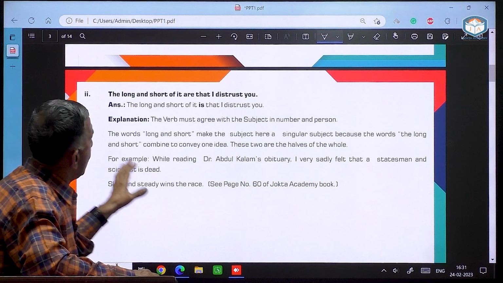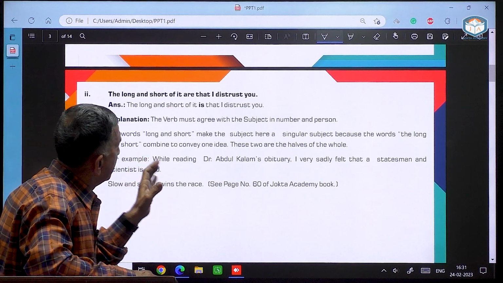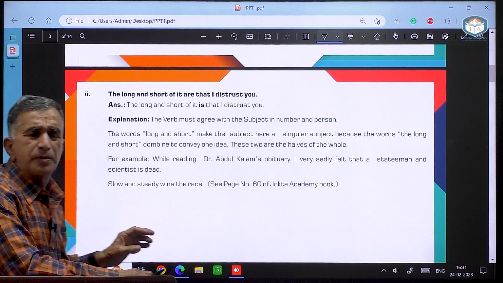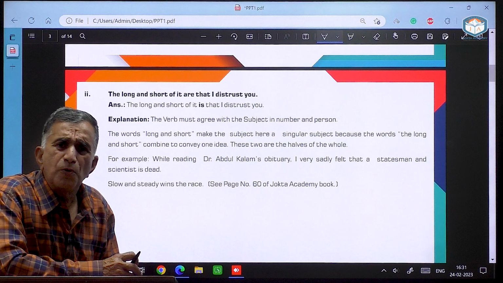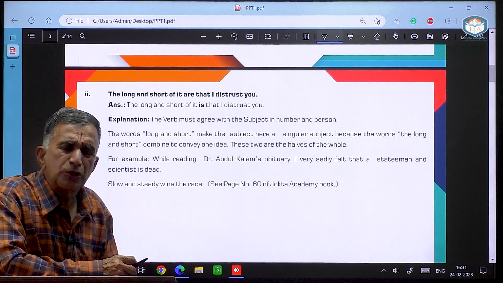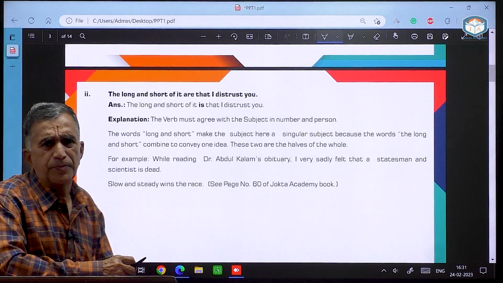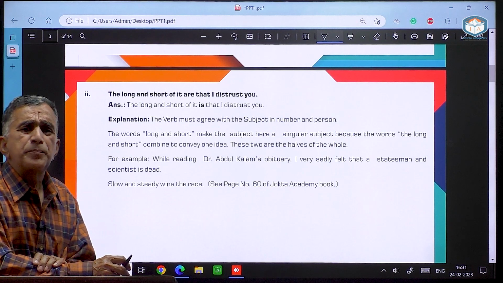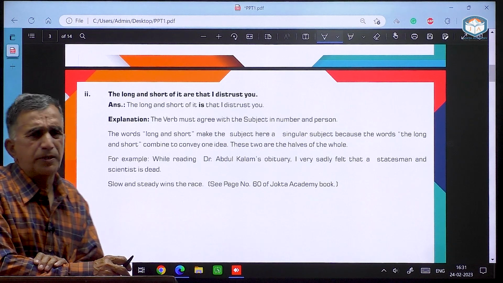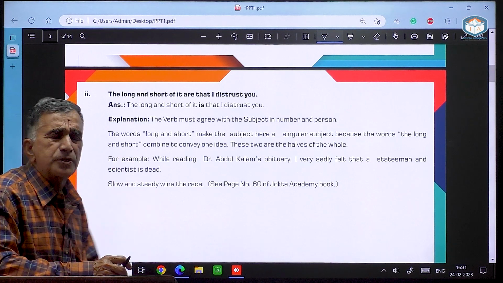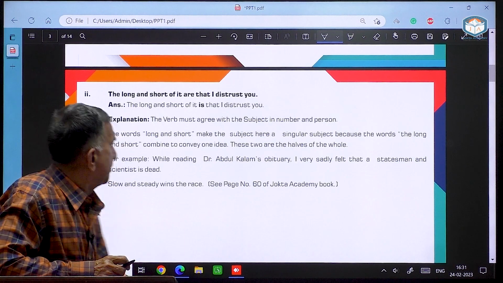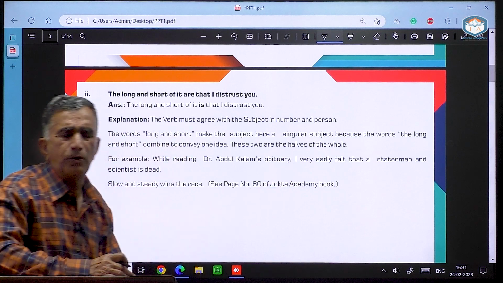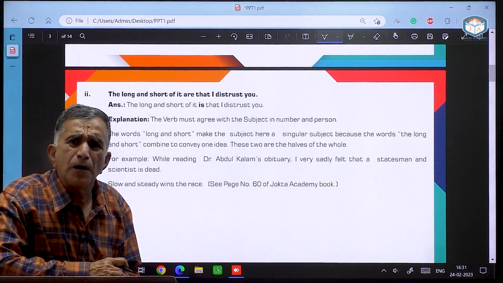Next is, the long and short of is that I distrust you. The reason is that there is a concept of subject-verb agreement. If the subject is singular, the verb is singular. In some cases, 2 subjects convey the sense of a singular subject. So we use the singular verb. They are 2 halves of the whole.